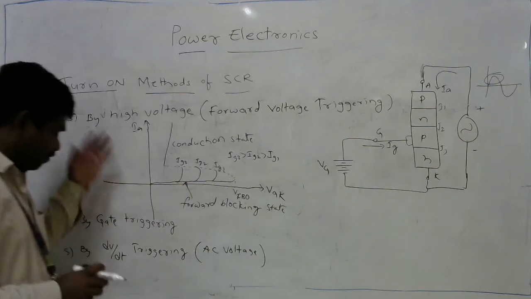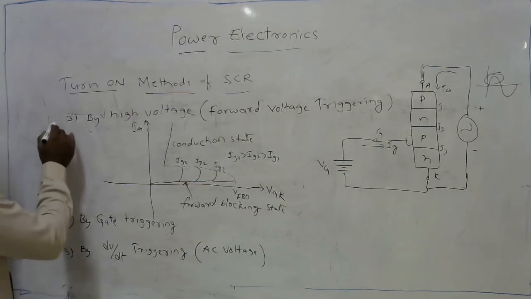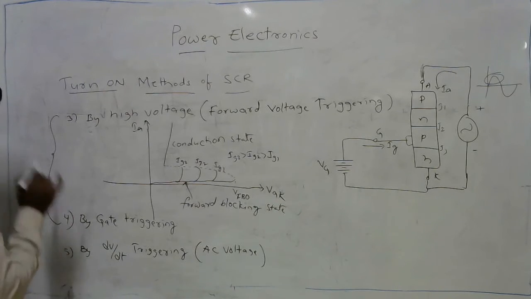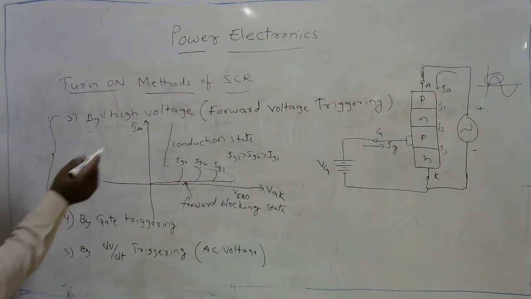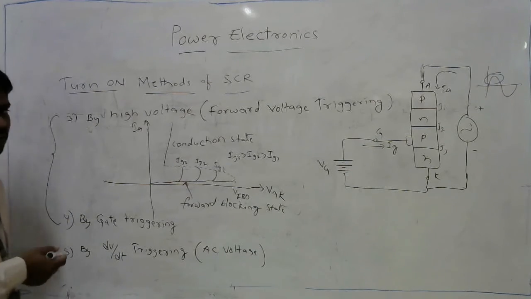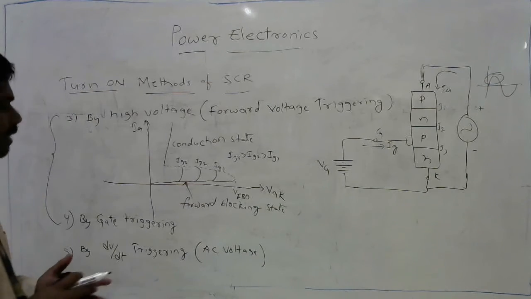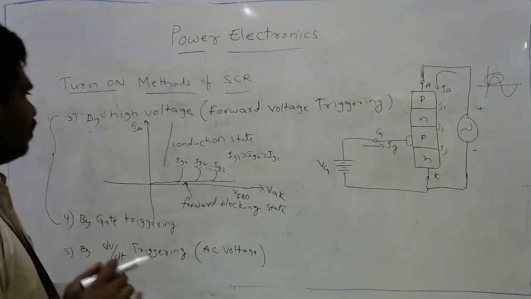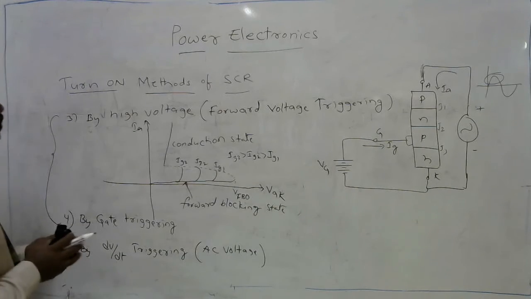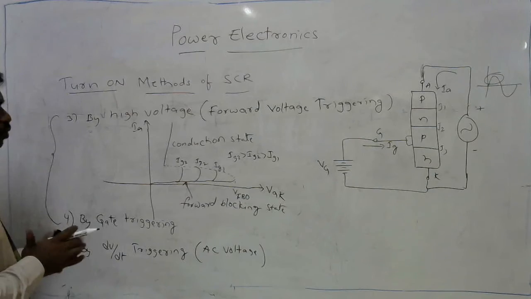These are the 5 methods that we can use. The best method is the combination of both 3 and 4: applying high voltage, means forward voltage, and with the help of gate triggering together, then it is very easy to make the SCR turn on and go into conducting state. We will make it on, and current will be allowed to flow in the circuit.